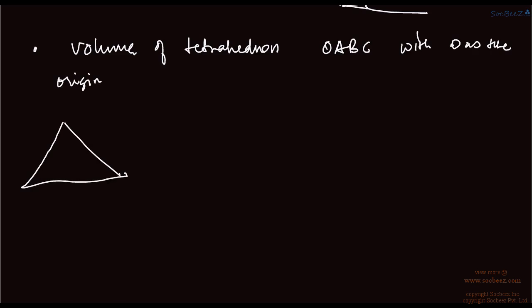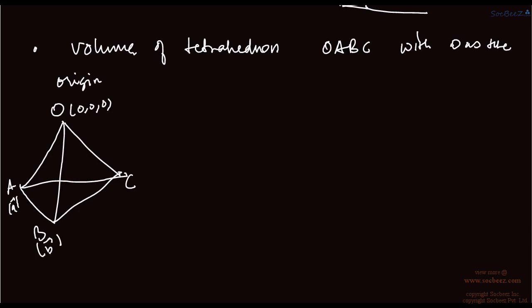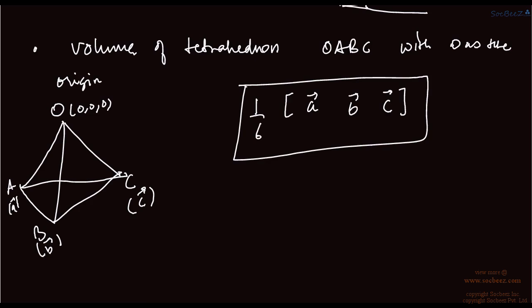Let's make this our O, A, B, C. So OABC with O as the origin at (0, 0, 0), and A, B, C as the vectors A vector, B vector, C vector. The volume of this tetrahedron is given by 1 by 6 of [A, B, C].